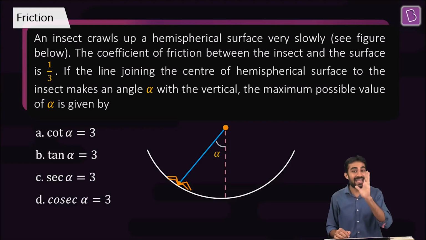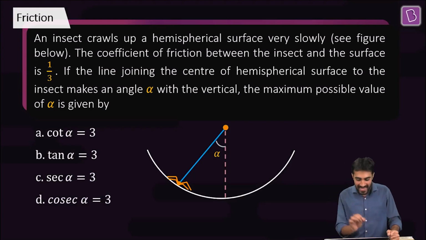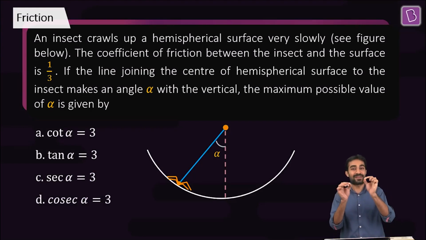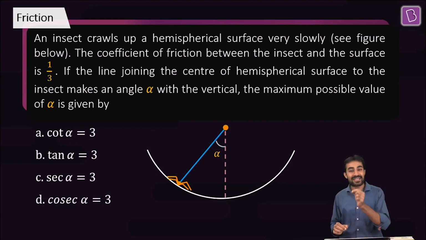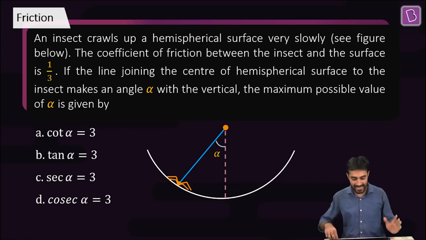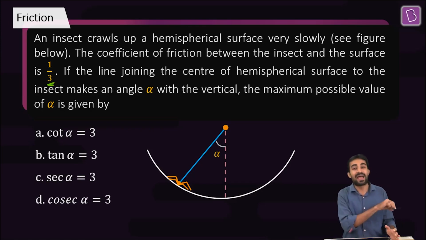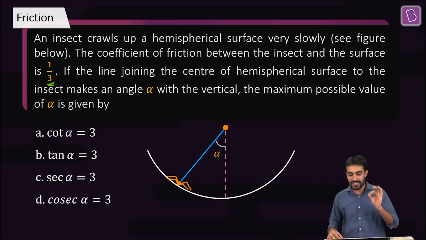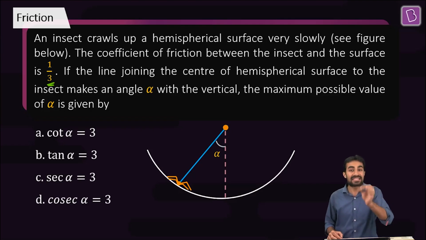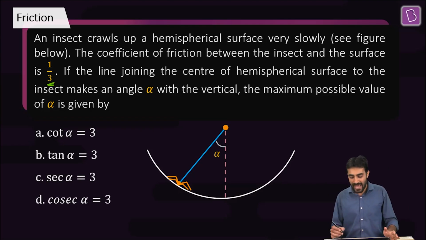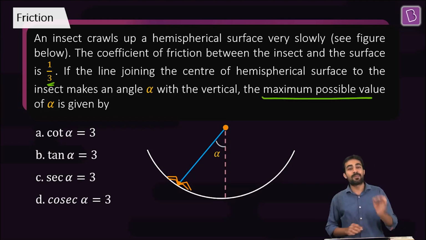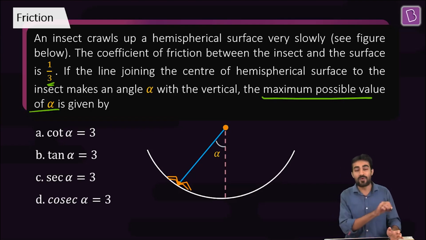An insect crawls up a hemispherical surface very slowly. The coefficient of friction between the insect and the surface is 1 by 3, so mu is equal to 1 by 3. If the line joining the center of the hemispherical surface to the insect makes an angle alpha with the vertical, the maximum possible value of alpha is given by. So we have to tell what is the maximum possible value of alpha.